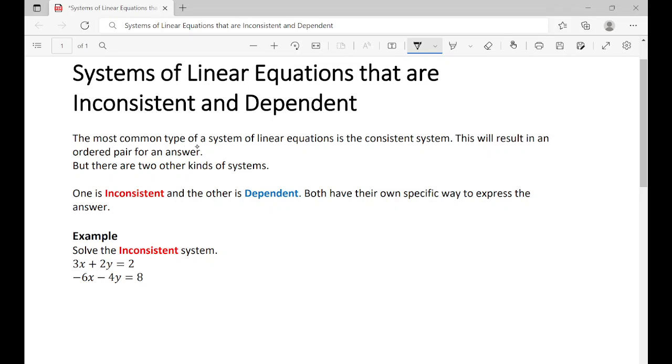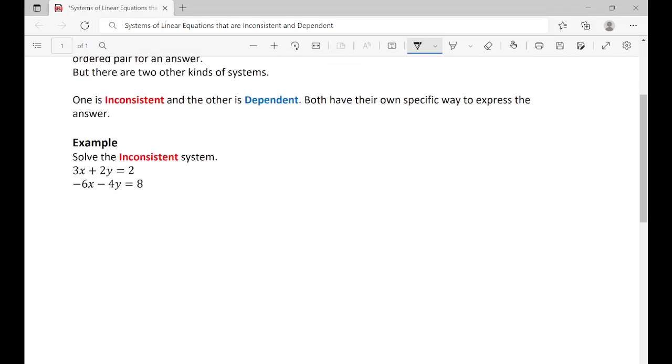The most common type of system of linear equations is the consistent system. This will result in an ordered pair for an answer. But there are two other kinds of systems. One is inconsistent and the other is dependent, and both have their own specific way to express the answer. So let's look at an example of each one.